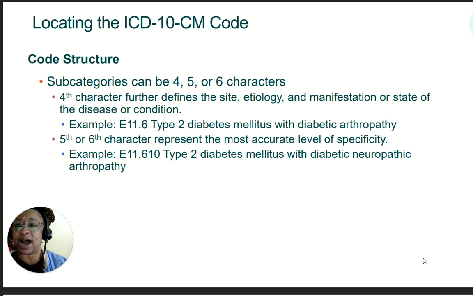Subcategories can be 4, 5, or 6 characters. 4 characters further define the site and the manifestation or state of the disease or condition. Example, E11.6 is type 2 diabetes mellitus with diabetic complications. 5th or 6th characters represent the most accurate level of specificity. Example, E11.610, type 2 diabetes mellitus with diabetic neuropathic arthropathy. Okay?